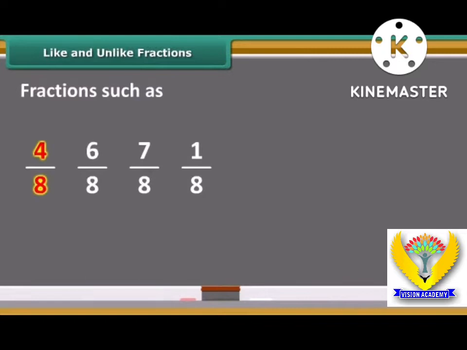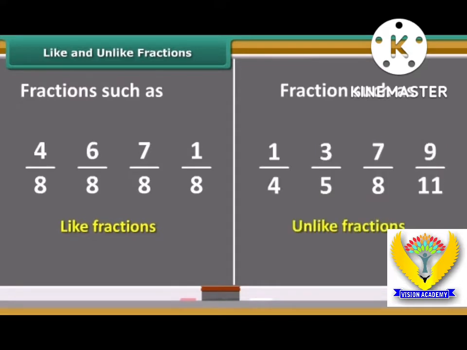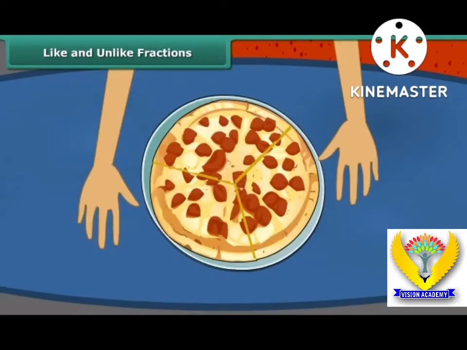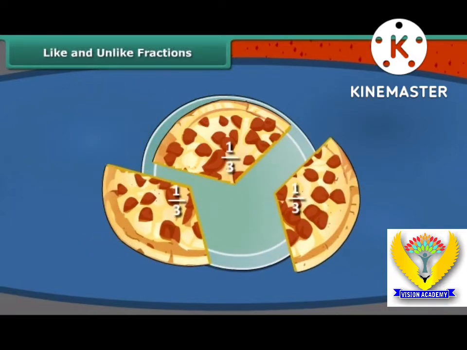Fractions such as 4/8, 6/8, 7/8, 1/8 with the same denominator are called like fractions. Fractions such as 1/4, 3/5, 7/8, 9/11 with different denominators are called unlike fractions. Looking at the question we asked earlier, each of them, Rahul, Rima and Nina, received 1/3 part of the pizza. Notice that this is also an example of like fractions.